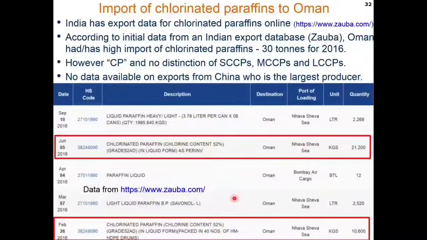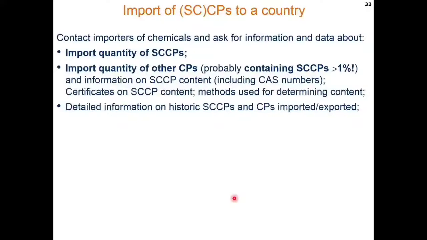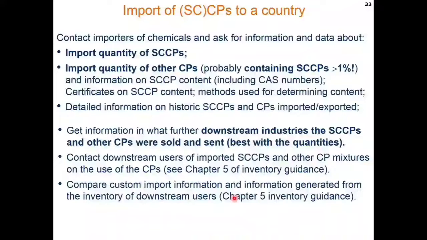Also from India, the last data available for this database is from 2016. So it seems that they don't put everything on the internet. But this gives you already a first idea. For your inventory, yes, you can look at this data, but then you can look at the import quantity, you can go to the customers, you can go to companies which are importing chemicals and look for the import quantity. Then you need to try to get information about the short-chain chlorinated paraffin content, about the CAS numbers for more detailed information. And from those who are importing chlorinated paraffins, including short-chain chlorinated paraffins, you should get the information on the downstream industries, to which industries they sell it. We have done it for example for Brazil. We can give you also that report.